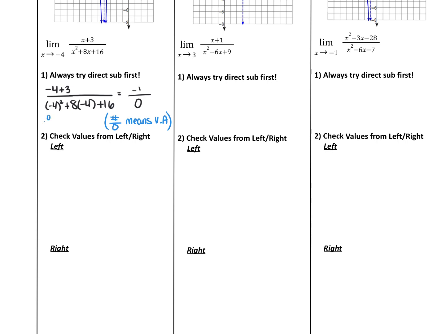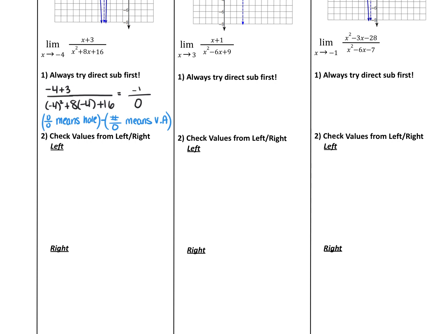If you want to write that down, we can. 0/0 means hole, and that's what we did in the previous lessons. And a number over 0 means vertical asymptote. So that's where we're headed. This is why we always have to do direct substitution first, because if we don't, then we won't be sure if it's a hole or a vertical asymptote.